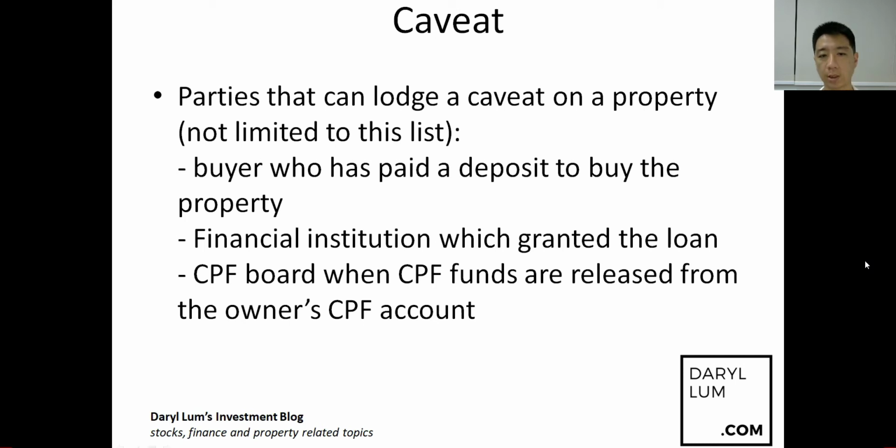Next, the financial institution which granted the loan. Let's say you take a loan from the bank, then the bank has the right to lodge the caveat on the property as well. So that when you sell the property, the monies owing to this financial institution will be returned to them. Before you sell the house, all these caveats must be cleared, so there must be no encumbrances.